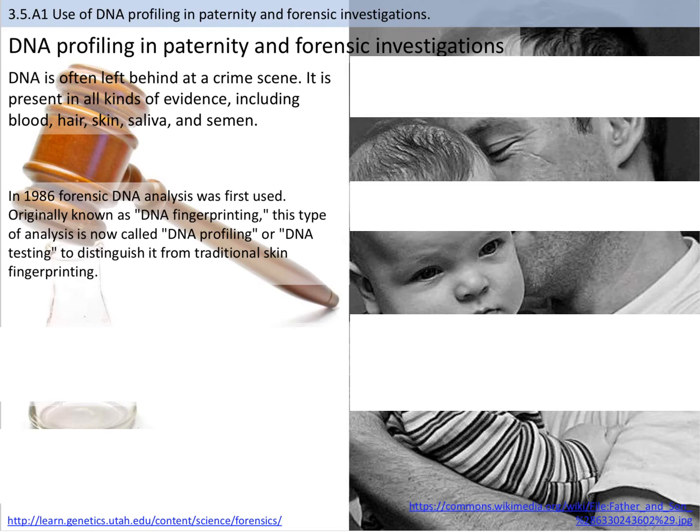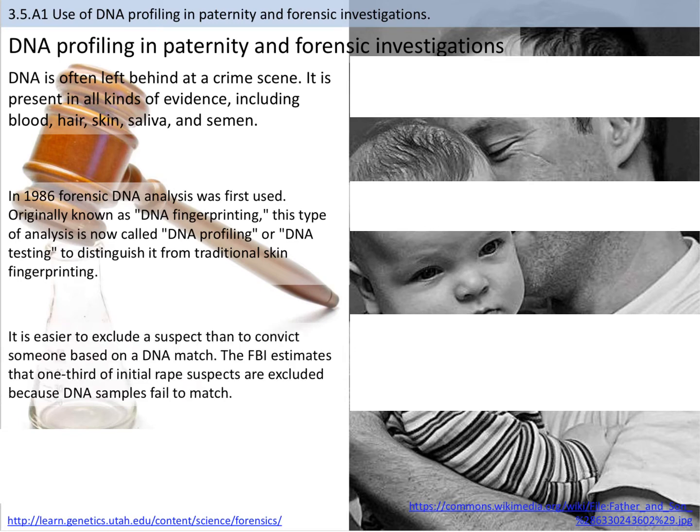Now we call it more like DNA profiling, not to confuse it with fingerprinting, but more DNA profiling or DNA testing to try to narrow down what's the possibility of the evidence that we found at a crime scene coming from specific suspects, right? And so it is easier to exclude a suspect than convict someone based on DNA matches, because the FBI estimates that about 1/3 of initial rape suspects are excluded because DNA samples fail to match.